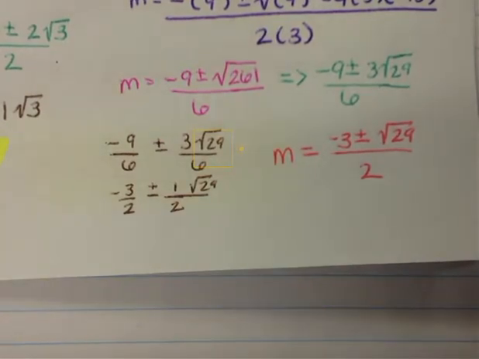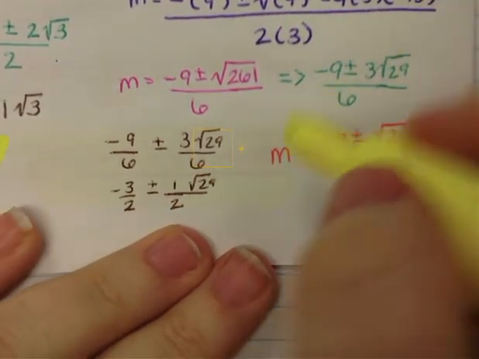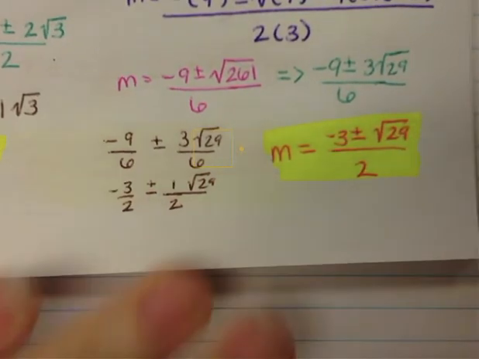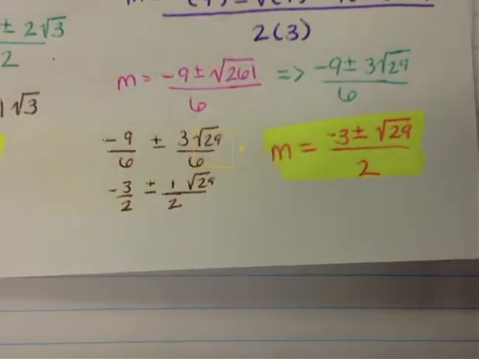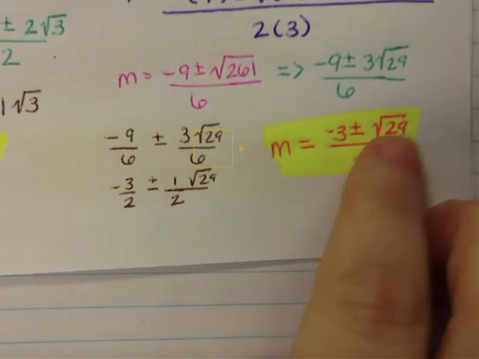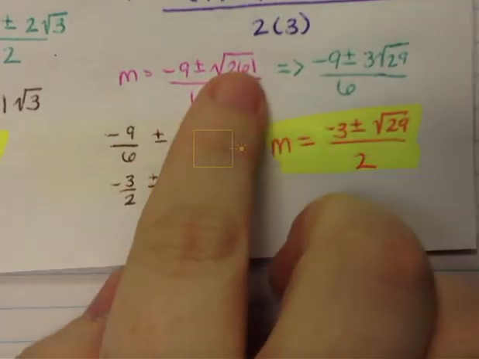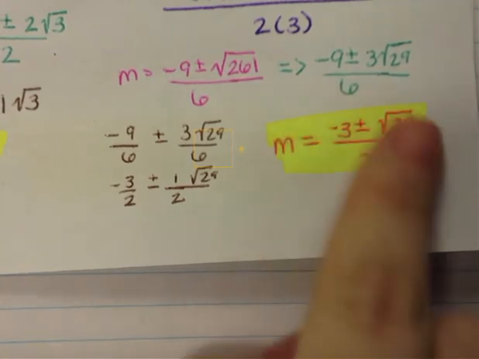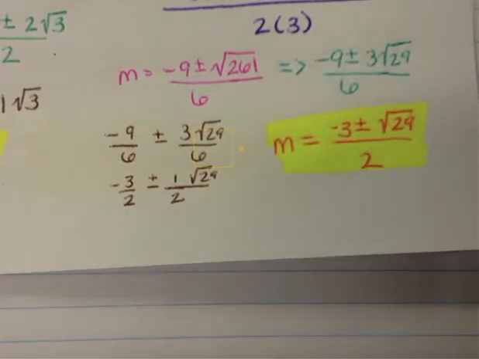So again, our two solutions are actually m equals negative 3 plus the square root of 29 all over 2, and then m equals negative 3 minus the square root of 29 all over 2. And this is, again, how you do the quadratic formula. The discriminant, which was 261, told us we would have 2 real irrational solutions, meaning we still have the square root symbol in our answer.